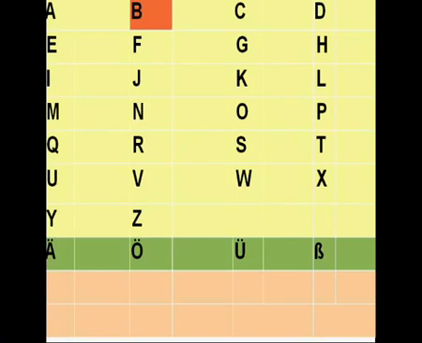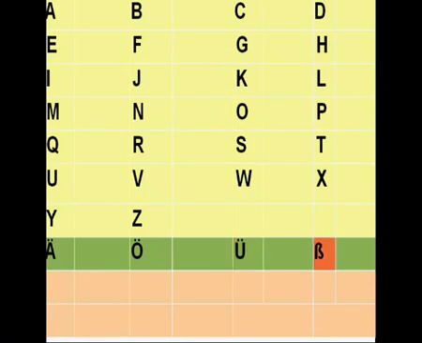A, B, C, D, E, F, G, H, I, J, K, L, M, N, O, P, Q, R, S, T, U, V, W, X, Y, Z, Ä, Ö, Ü. The last three ones are also called German Umlaute.